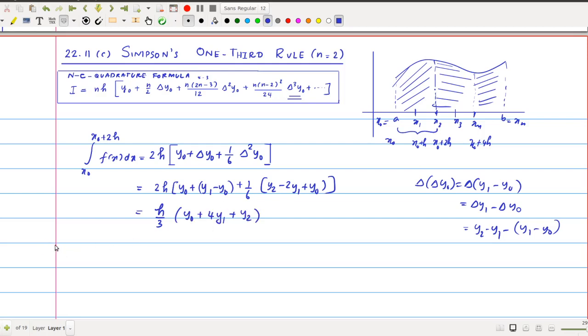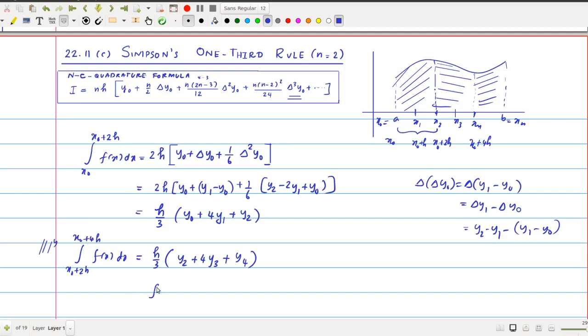Similarly we evaluate the integral from x0 plus 2h to x0 plus 4h of f of x dx. That will again give h by 3 times, starting with y2, y2 plus 4y3 plus y4. So this is the value of the other integral. Exactly the same way you can evaluate the next ones, x0 plus 4h to x0 plus 6h, and so on.